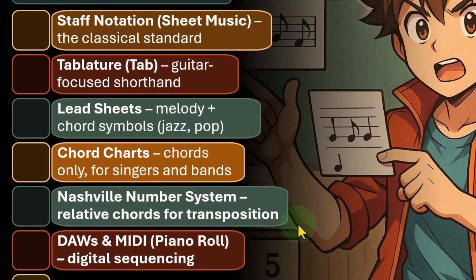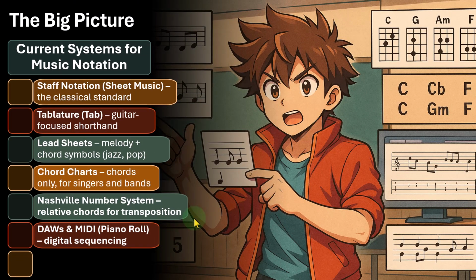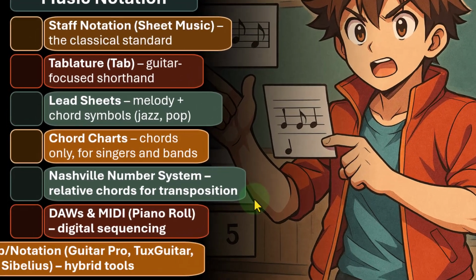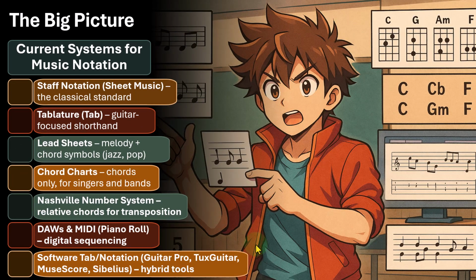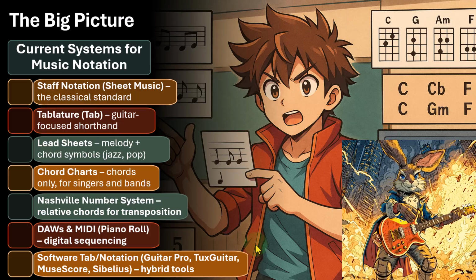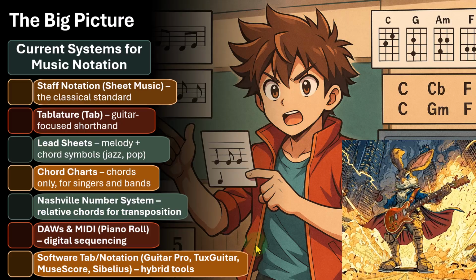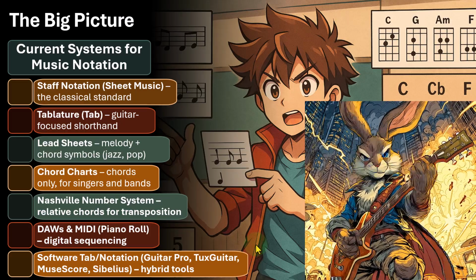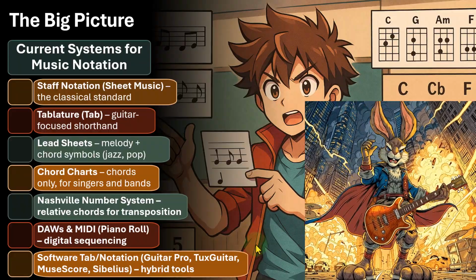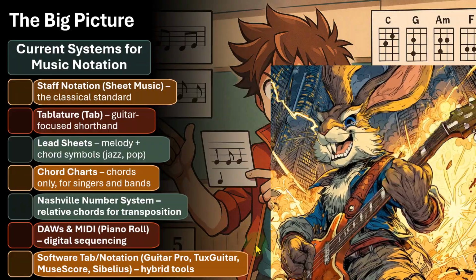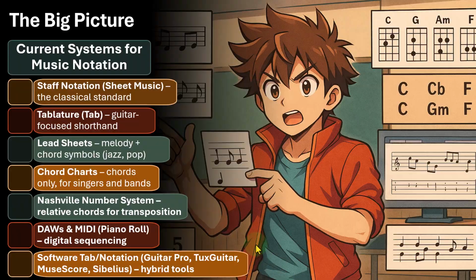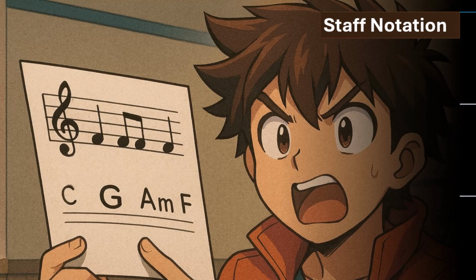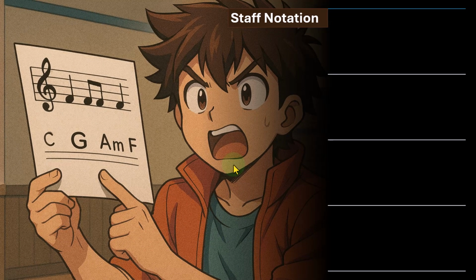Then we have the DAWs and the MIDIs, which use a piano roll or digital sequencing kind of system. Then we have other software tab notation. We've got Guitar Pro and so on and so forth. So all of these systems have their pros and cons, but there are some problems that roll through all of the different systems. And it would be nice if we can put something together that addresses some of the pros and cons in a more systematic format.